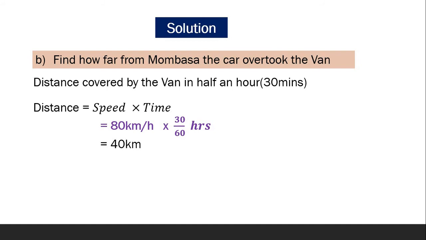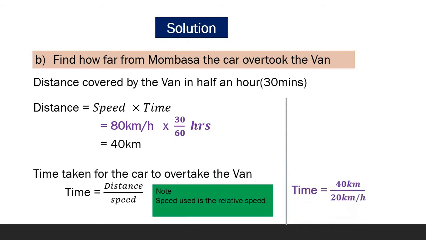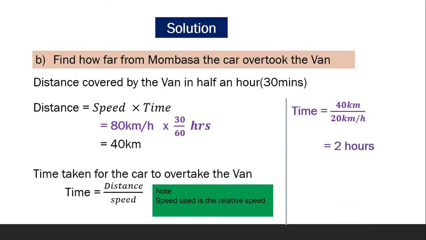So that now helps us to find the time and the distance the car took to overtake the van. Time taken for the car to overtake the van is the distance over speed. The distance we're going to use is the distance between them, and the speed is their relative speed. So that gives us 40 kilometers over 20 kilometers per hour. That gives us 2 hours.